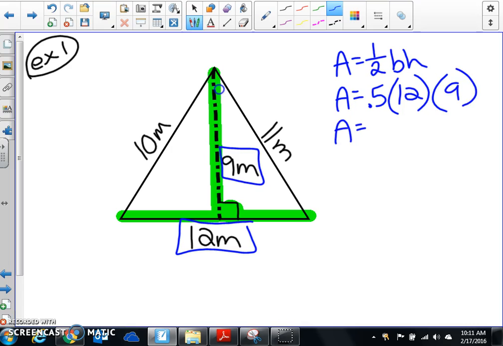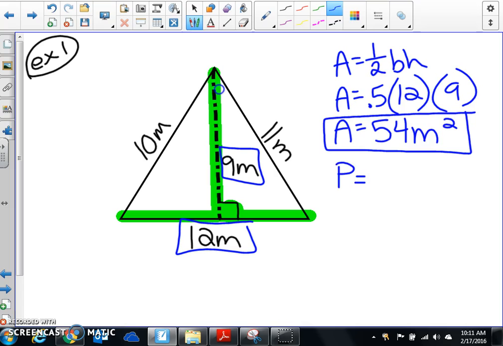Now I just use my calculator. So I would put in 0.5 times 12 times 9 is equal to 54. Remember, area is always squared, so this would be meters squared.